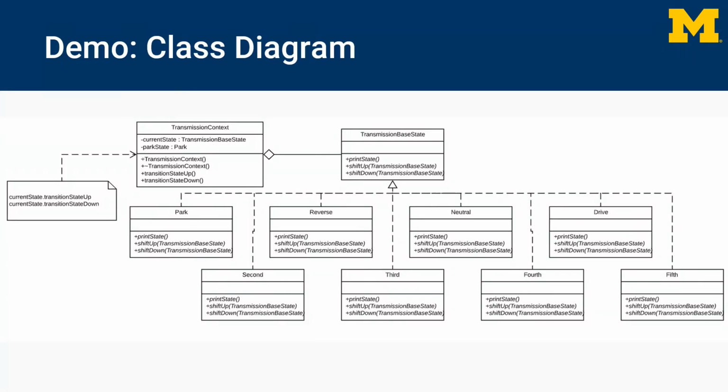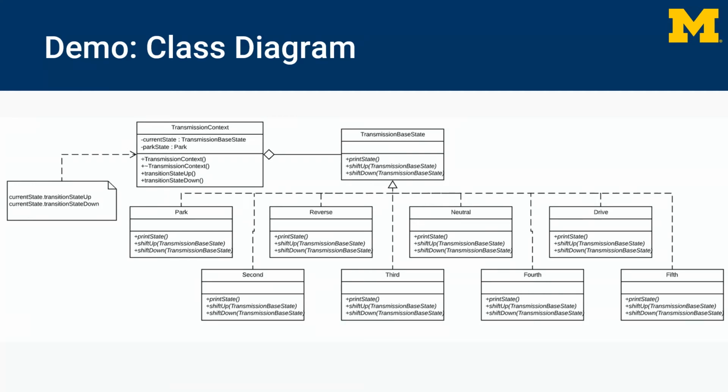Here's a class diagram of the demonstration. The concrete classes below are park, reverse, neutral, drive, second gear, third gear, fourth gear, and fifth gear. The transmission base state is the base state here that declares what each concrete class should do and know.